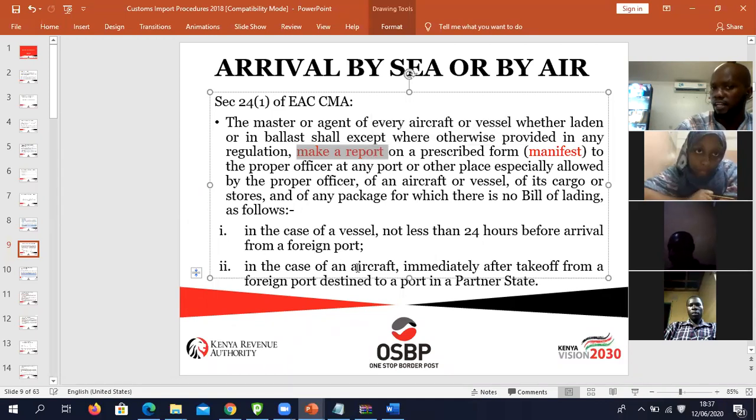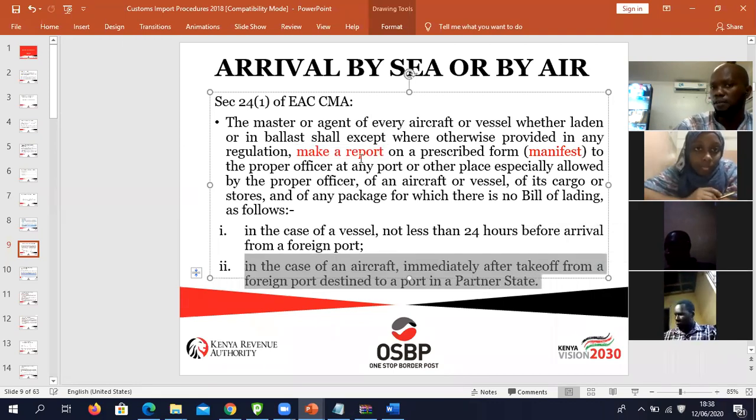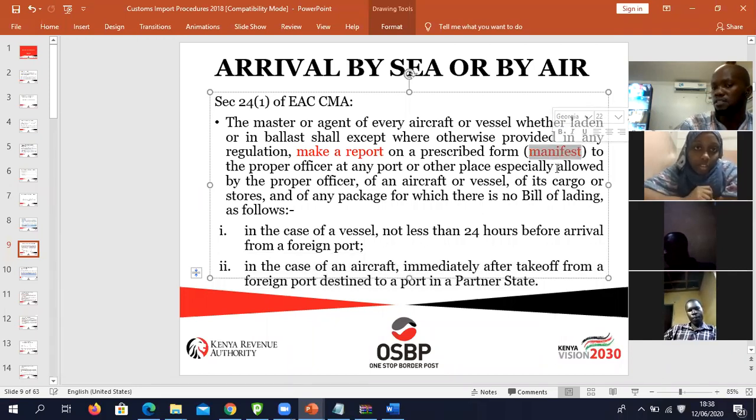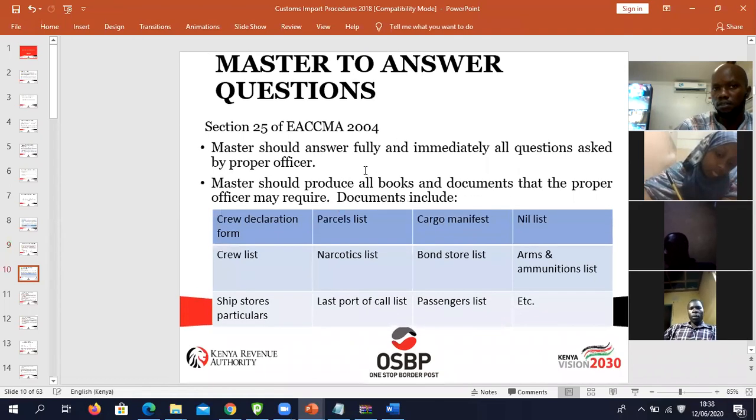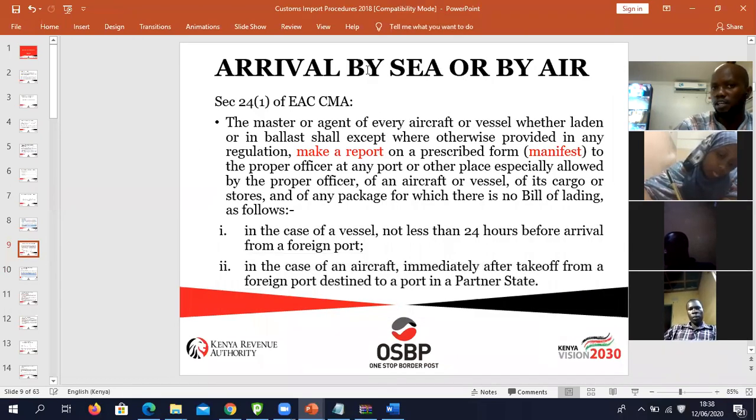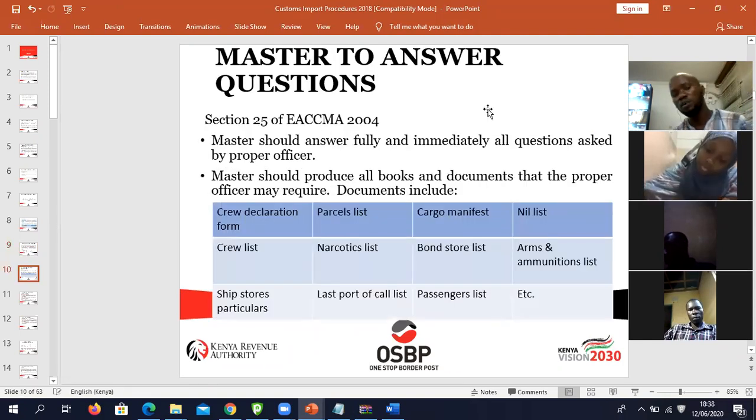Then in the case of an aircraft, immediately after takeoff from a foreign port designated to a port in a partner state. So as we take off, we make that report in a prescribed form known as what? Manifest. So we've already understood what Section 24 is saying of EACCMA. So let's move on.